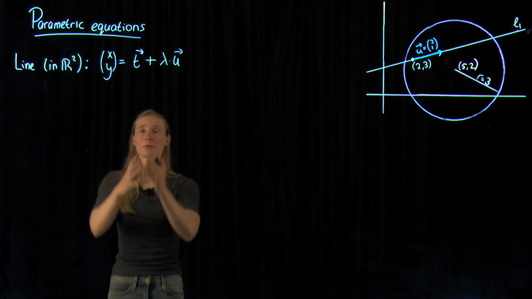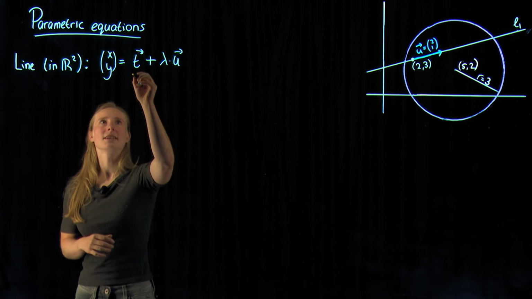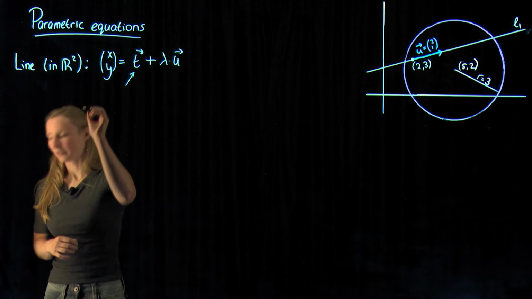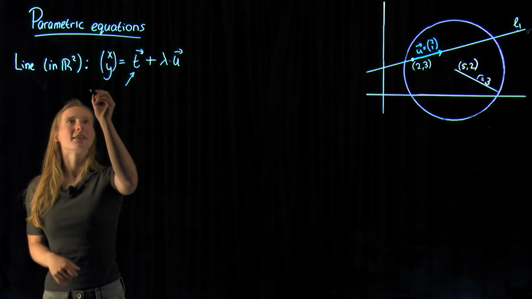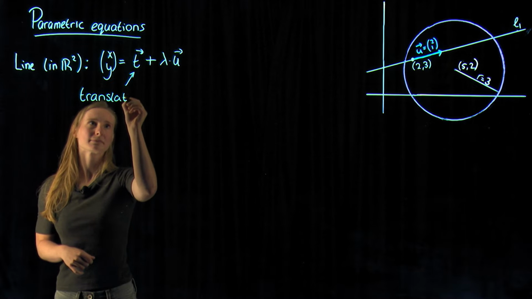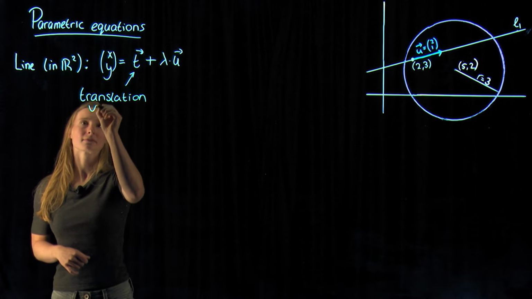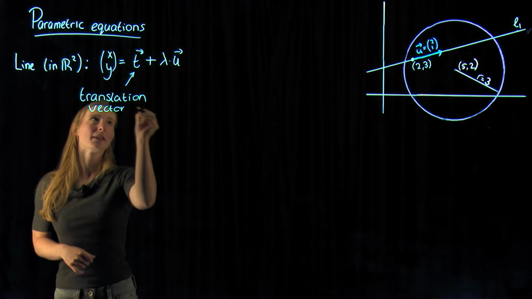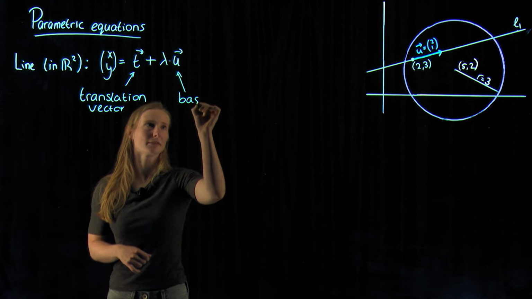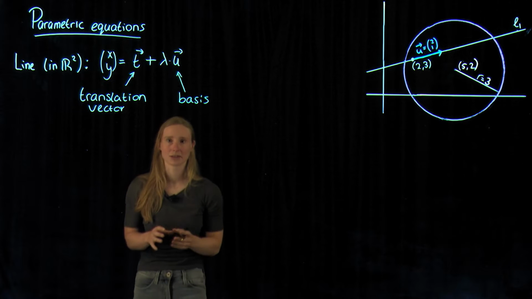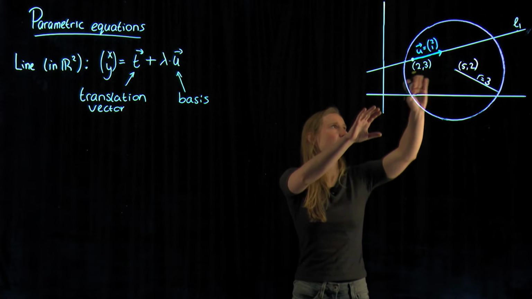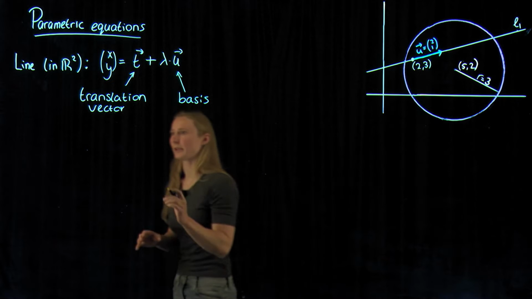So this describes the points on a line, and this vector here is what we call the translation vector. And this u is called the basis of the line, where you can think of it as the direction of the line. So let's try to model this line here, this line L1 that we have in the picture.